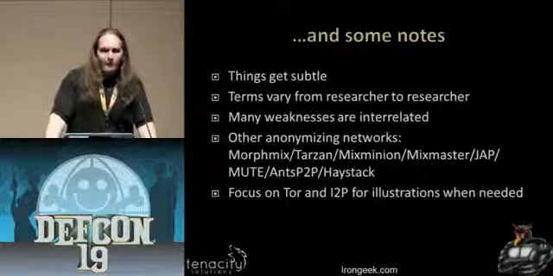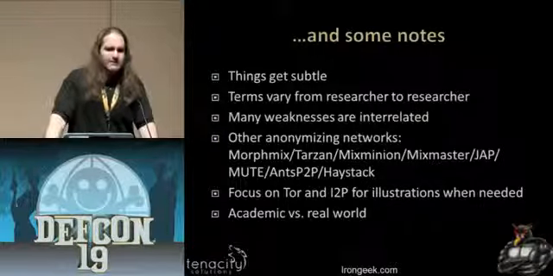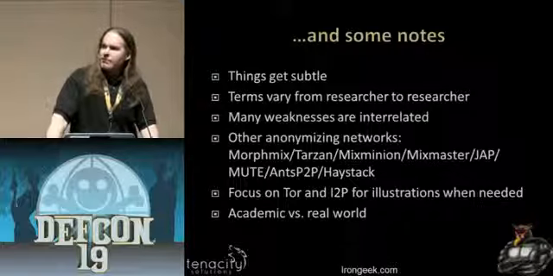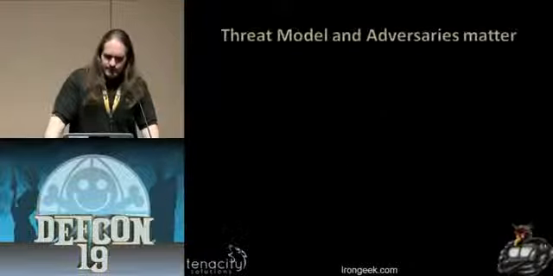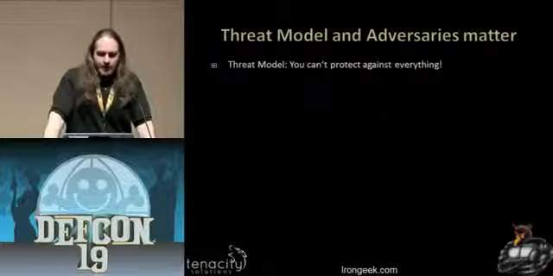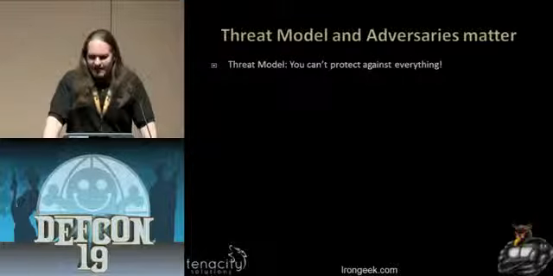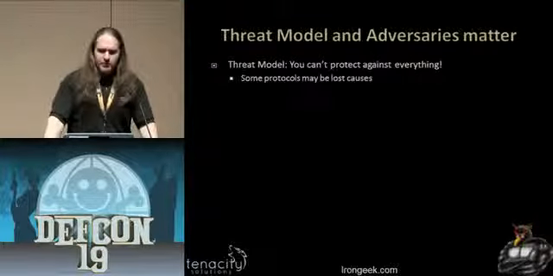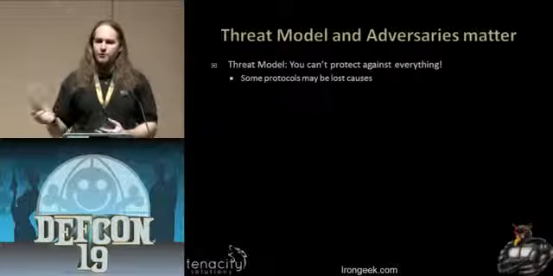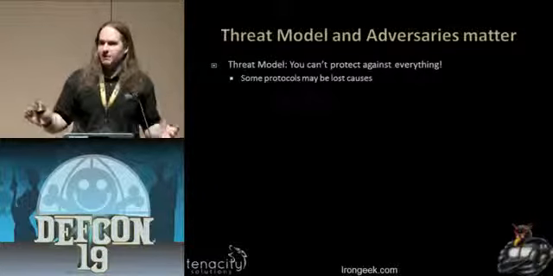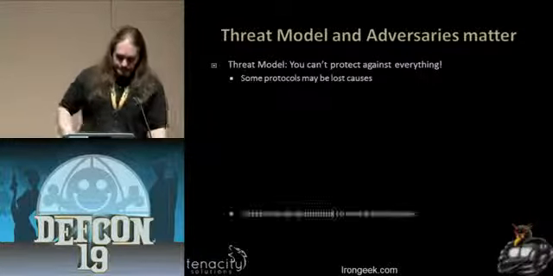But like I said before, I'm going to focus on Tor and I2P for my illustrations. And some of the attacks will be very academic, and I'm going to try to give a few real-world examples, though, to illustrate how they can be used. Now, when it comes to attacking darknets, threat model matters a whole lot. You can't really protect against everything. Some protocols may just be lost causes. One of the problems with some of these cypherspaces is that people try to throw protocols across them that just were never designed to be anonymized. BitTorrent would be a good example, which I'll go into a little bit later on.